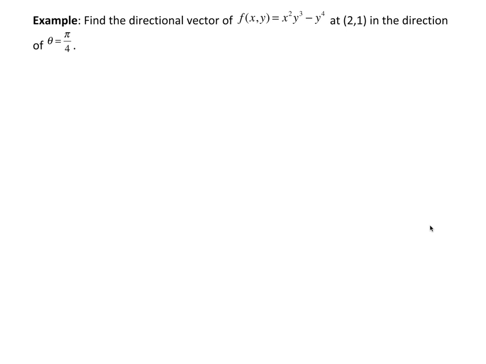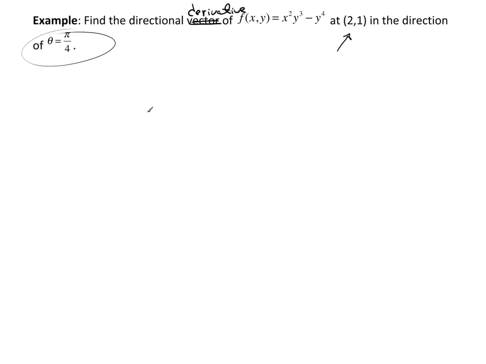Let's take a quick look here at finding a directional. It's another typo that should say derivative of this particular function, specifically at the point 2, 1. And we're claiming that we want this in the direction of theta equals pi over 4. Well, if theta equals pi over 4, cosine of pi over 4 is root 2 over 2, and sine is also root 2 over 2.